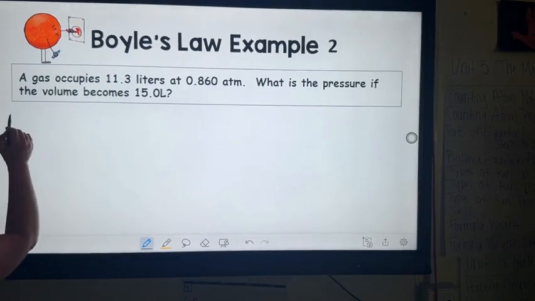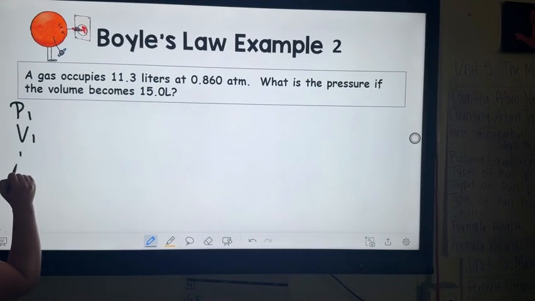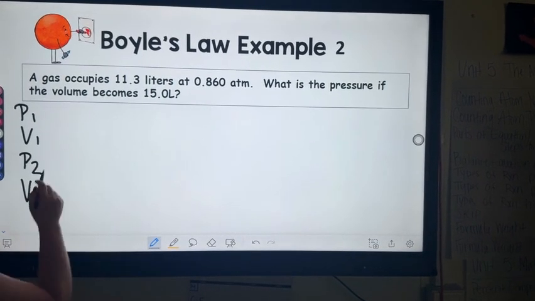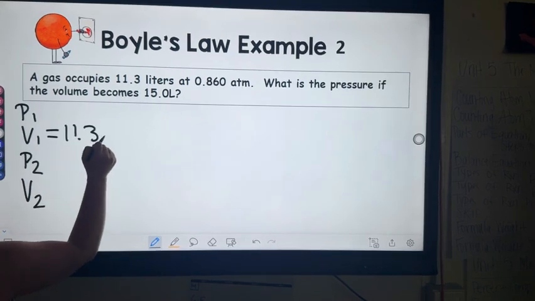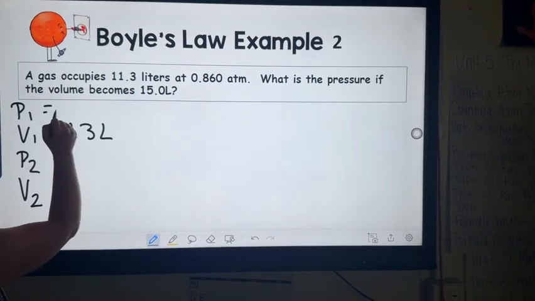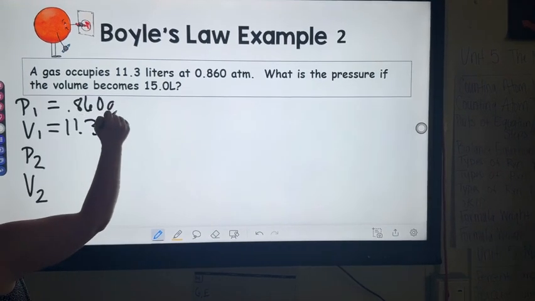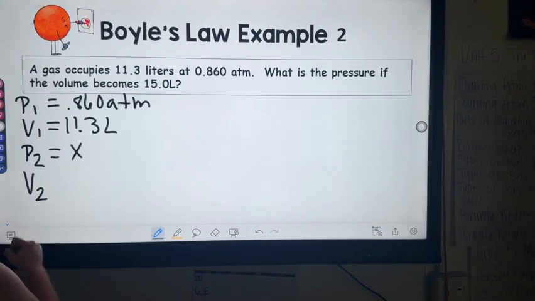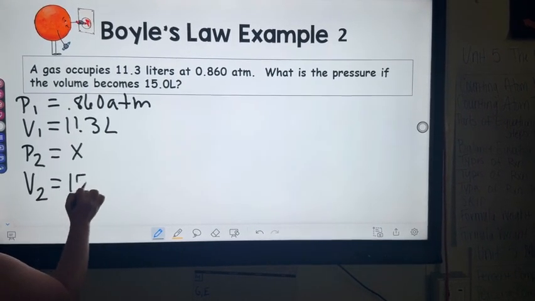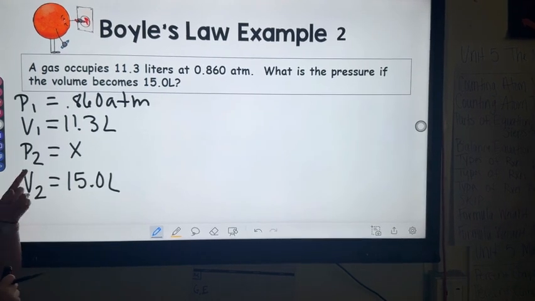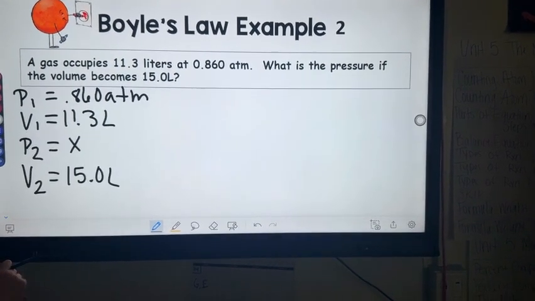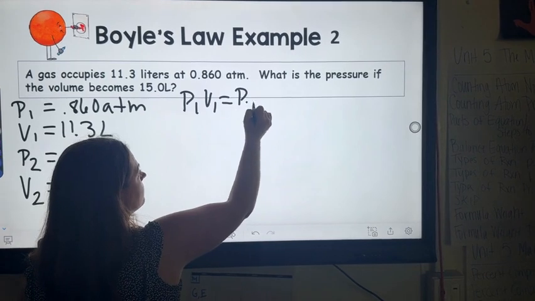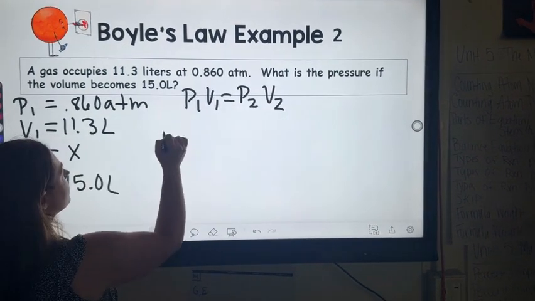We know it's still Boyle's, so it's going to be P1, V1, P2, V2. It says a gas occupies 11.3 liters, so we can fill this in. We know the pressure is 0.860 atm. It asks what is the pressure, so we're solving for P2, and our new volume is 15.0 liters. Now keep in mind we did solve for P2 in both equations, but you could solve for any of the variables.